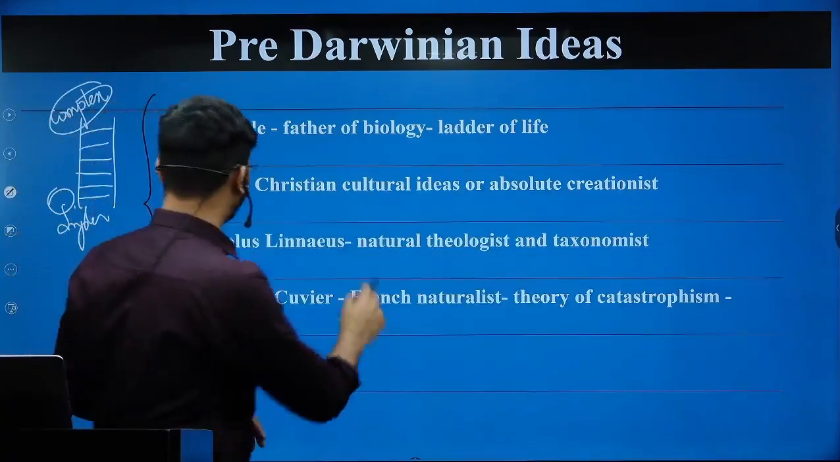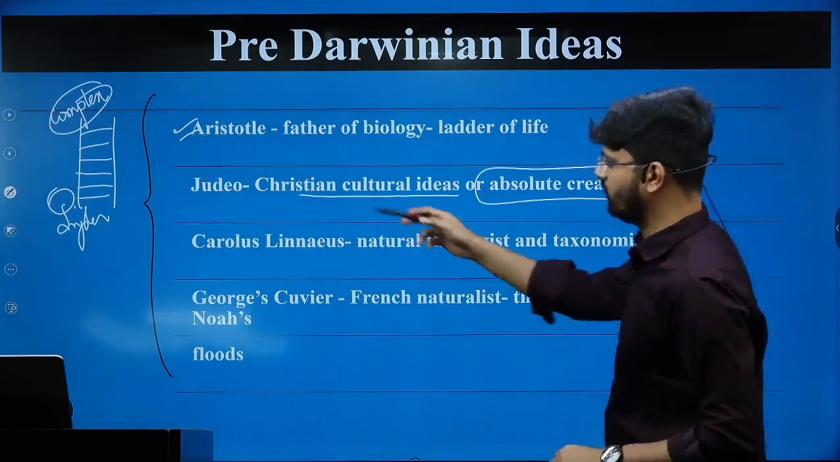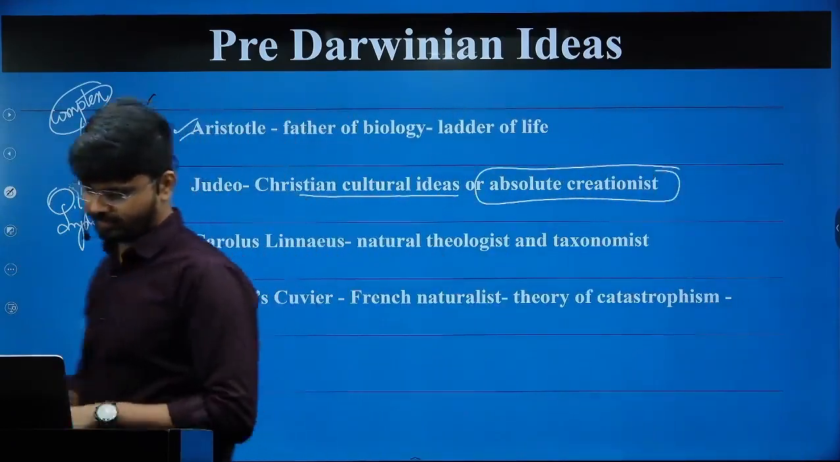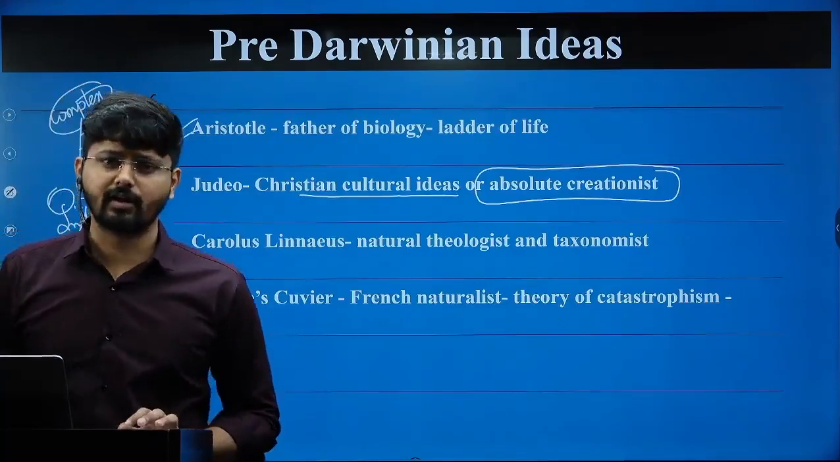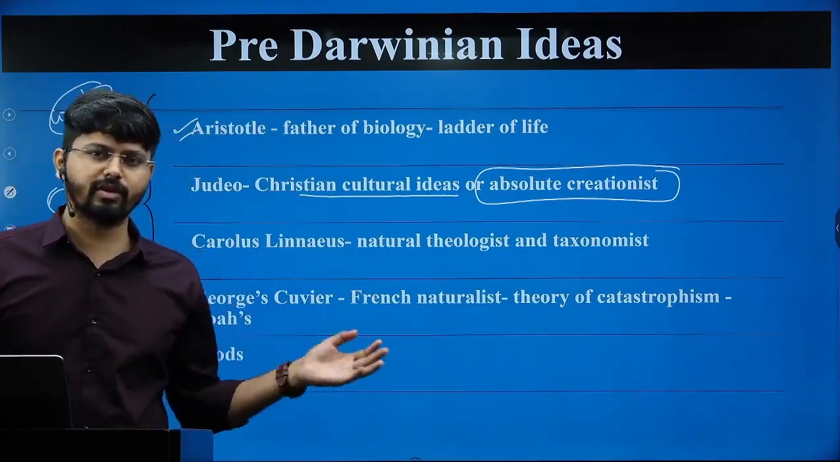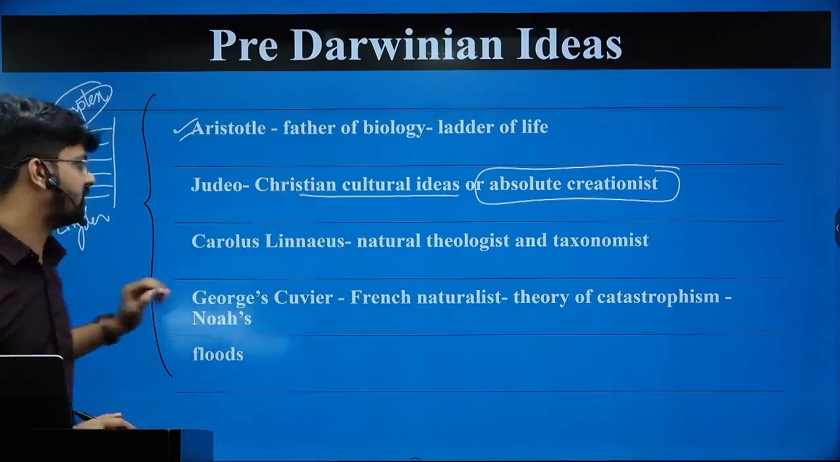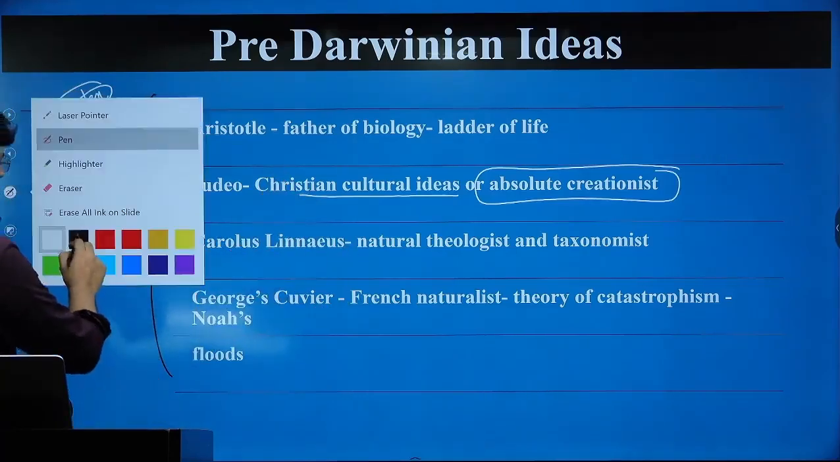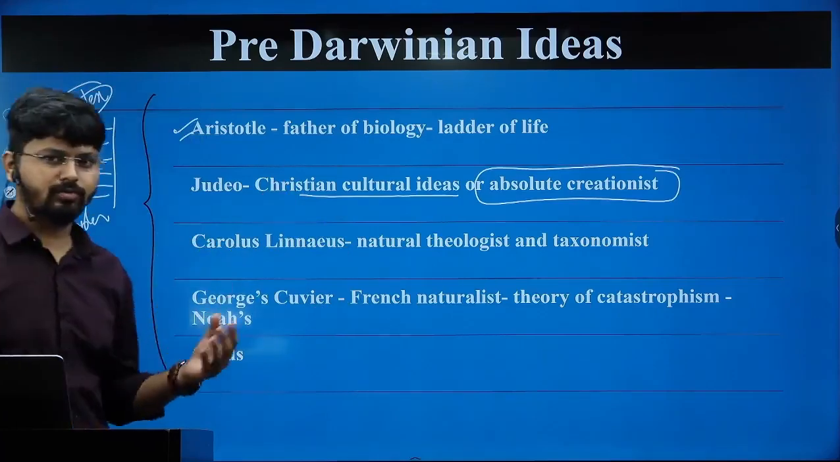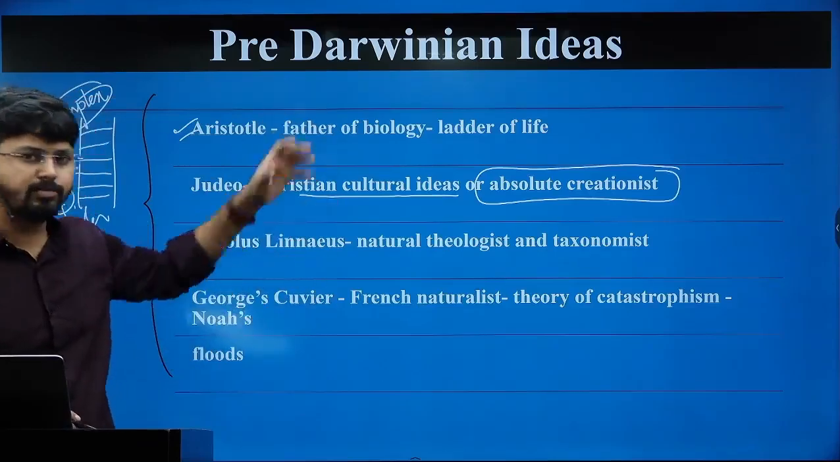Okay, so Judeo-Christian cultural ideas of absolute creation. These people have said that God has created us at a particular time. They have even given a date also, 4700 or 4400 BC. So it's not of much importance. Okay, so you need to have an idea how they were talking about evolution. So he said we are moving from simple to complex.